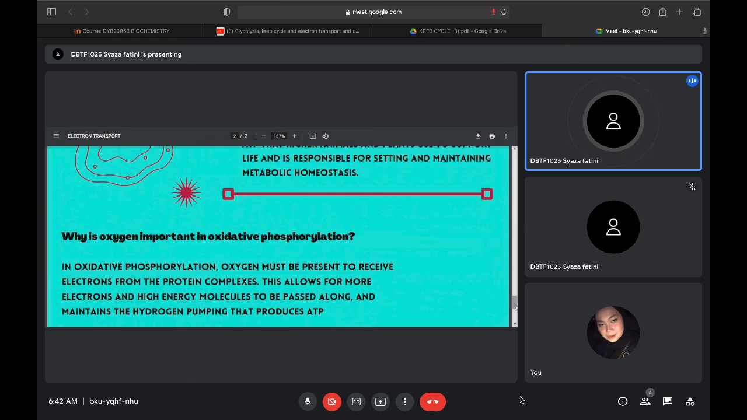Why is oxygen important in oxidative phosphorylation? Because in oxidative phosphorylation, oxygen must be present to receive electrons from the protein complex. This allows for more electrons and high energy molecules to be passed along and maintains the hydrogen pumping that produces ATP.